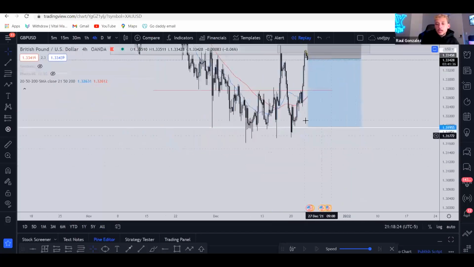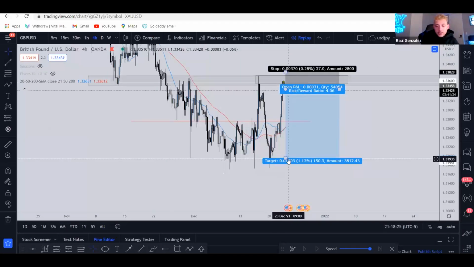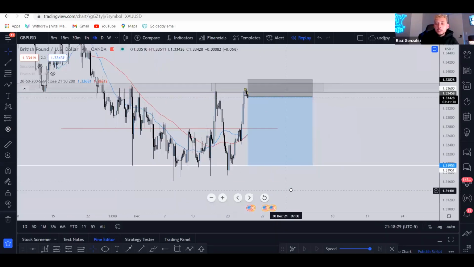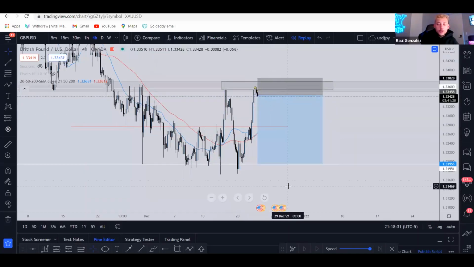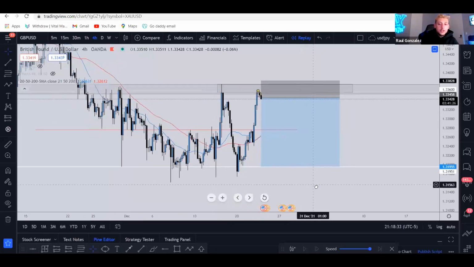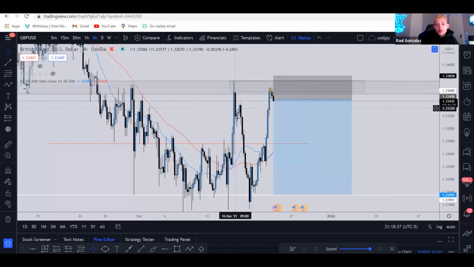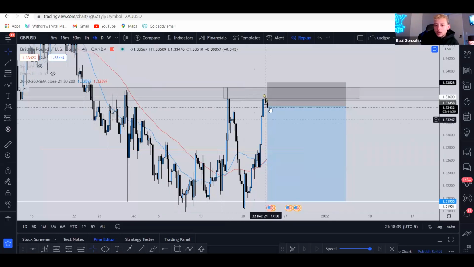I wouldn't place a target anything under this because we don't know if price is going to actually break this area. It may not. It just depends. But I would just trail my stops as well. Maybe even if I were to take a position now, I might even wait for a pullback. So I could take an aggressive position here.